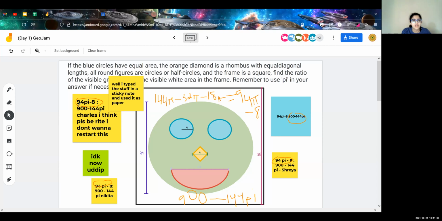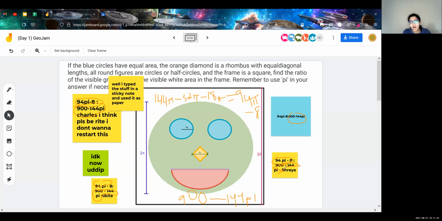There, there, there, and there. Okay. I'm not very good at this. But basically, you find the ratio of these two: 94 pi minus 8 over 900 minus 144 pi. However, you can still simplify it.